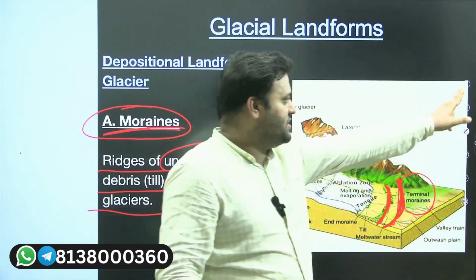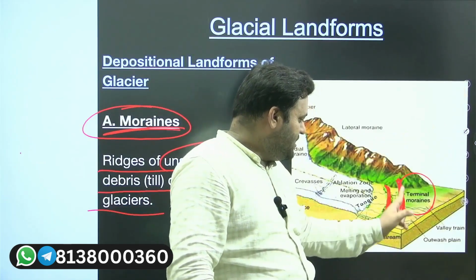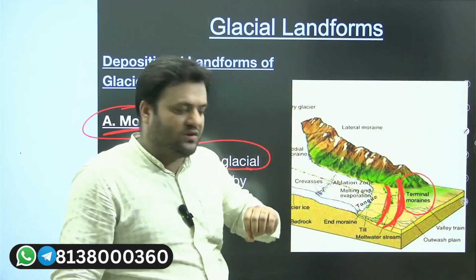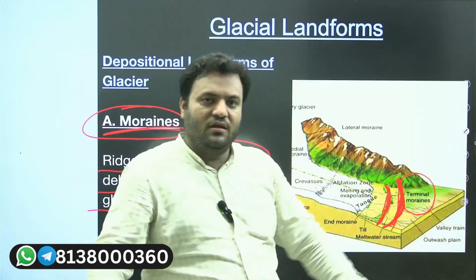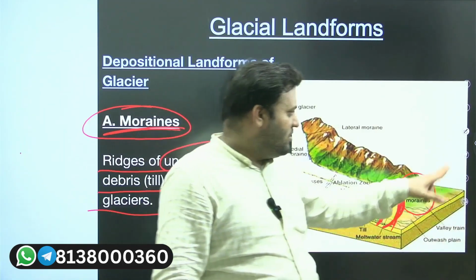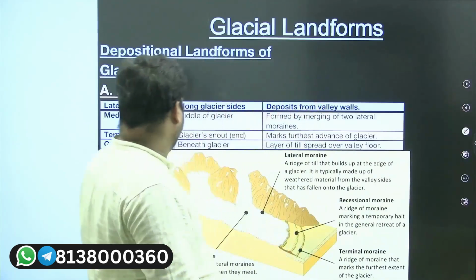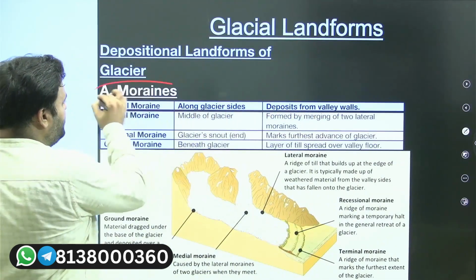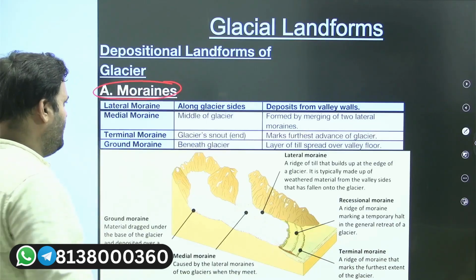They are the depositional feature, and they have more of an arc shape, and they have a horizontal kind of appearance. Moving ahead, we have different types of moraine which are going to form. We have a lateral moraine.